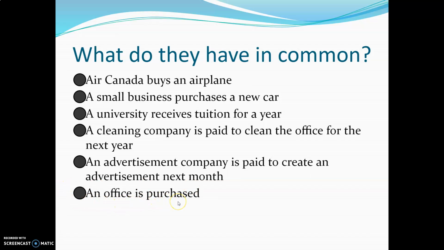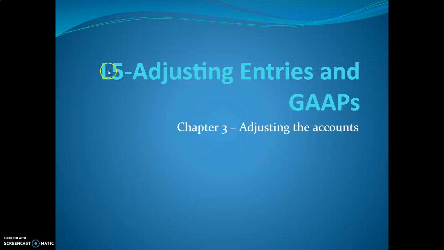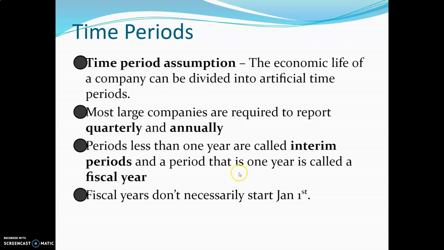I'd encourage you to pause the video at this point and give it a few minutes to think about. Now, having had a chance to think about these things, these are all things which will have an effect on more than one accounting period. So this is where we start to get into lesson 5, adjusting entries and GAAP. And we go back and take a look at GAAP, generally accepted accounting principles, because this has to do with a specific type or basis of accounting. So let's just go through what exactly we're talking about here.